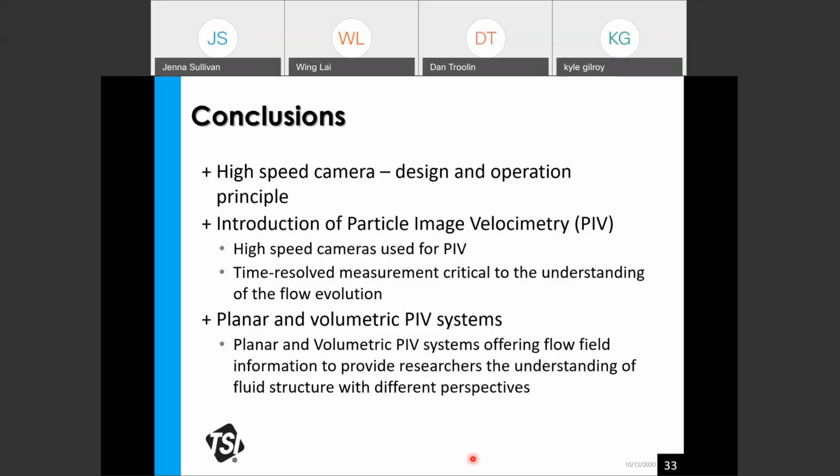For planar, we can have 2C2D or 3C2D, and the 3C2D can also be very useful, as you can see from one of the examples of the stereoscopic PIV arrangement. And obviously the volumetric PIV is the best arrangement because in that case, you can see all three components of velocity in particular volumes. Again, using the high-speed systems, we're also able to get the so-called fourth component, the time resolution of the flow field. With that, I think this is the end of the presentations.